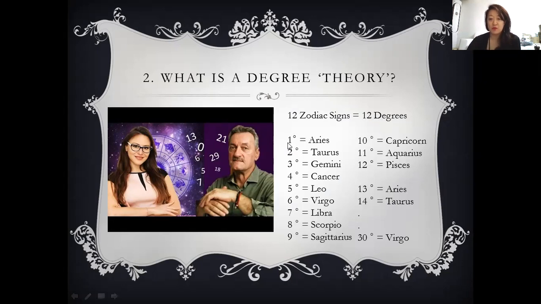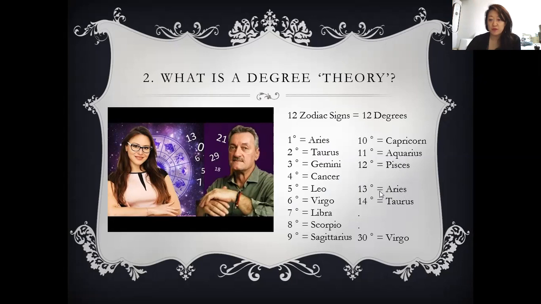So the first degree of anything would be interpreted as Aries degree. The second degree would be interpreted as Taurus degree. And you go through all of the zodiac signs up to Pisces. That will cover up to 12 degrees. And then after that point on, you go back to Aries again, because there are only 12 signs. But when you look at the natal chart, you actually have 30 degrees for each of the houses, because a circle has 360 degrees.